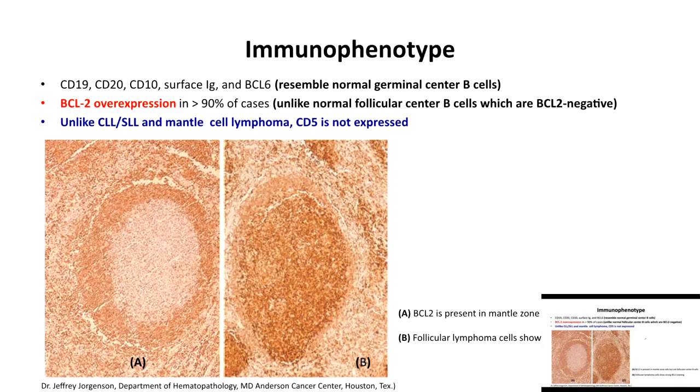If we do an immunostain, and in this case we are looking for BCL2, you notice that in B, the entire follicle is lit up with BCL2, very strong BCL2 staining. This explains why there is a tumor, why there is growth. It's not because of proliferation, it's simply because overexpression of BCL2 is preventing these cells from dying, and therefore these cells accumulate and result in the lymphoma.